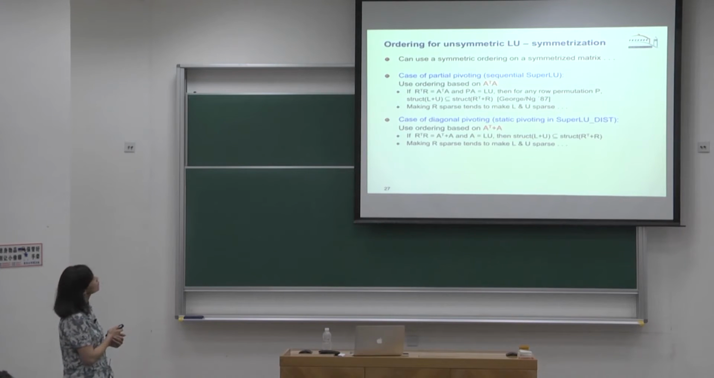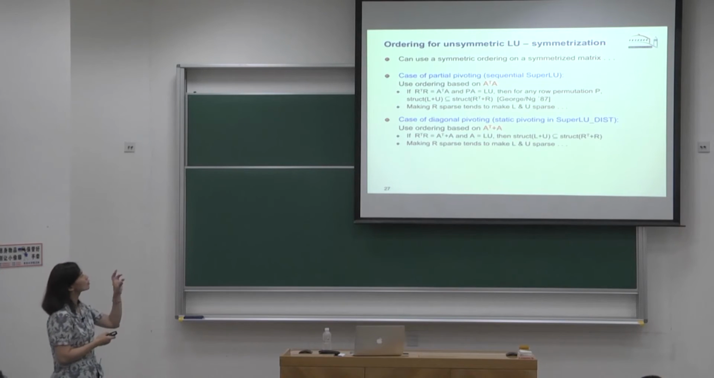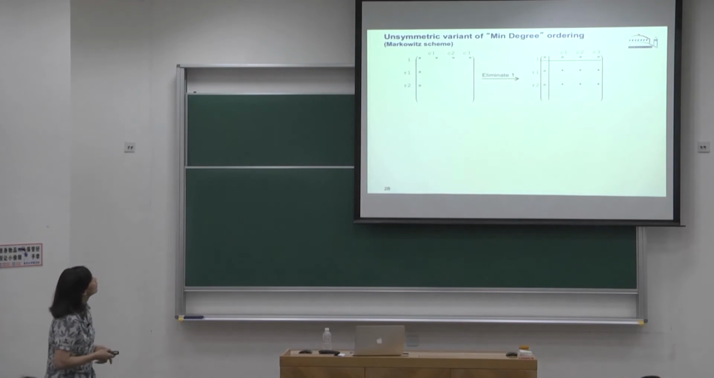So this property is another homework assignment which you will do. It's not too hard. Just look at the sparsity pattern of each column of A, and then do A transpose A, see what the sparsity pattern looks like, and then you'll figure it out. It's not hard. Okay. So for the unsymmetric case, I mentioned that we can generalize this quotient graph minimum degree a little bit.